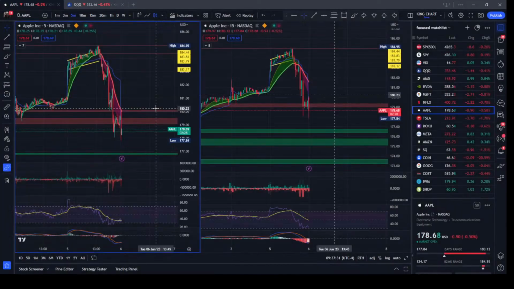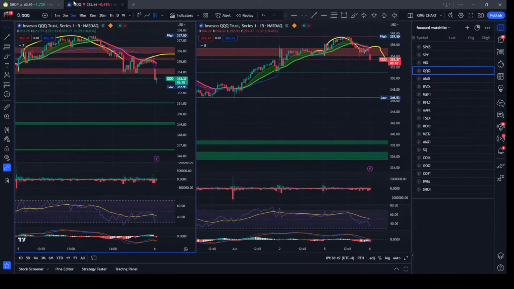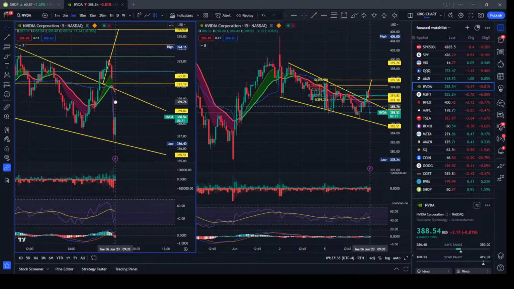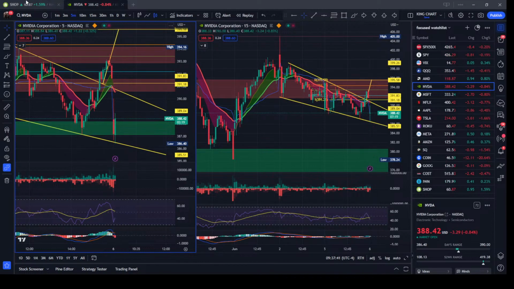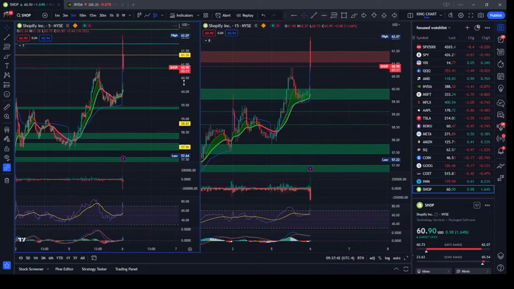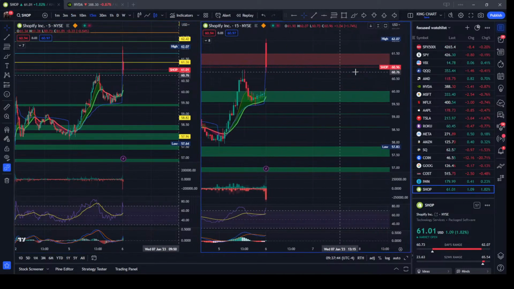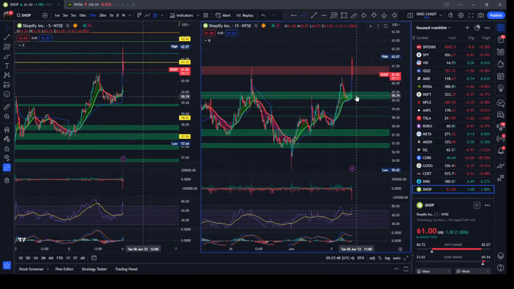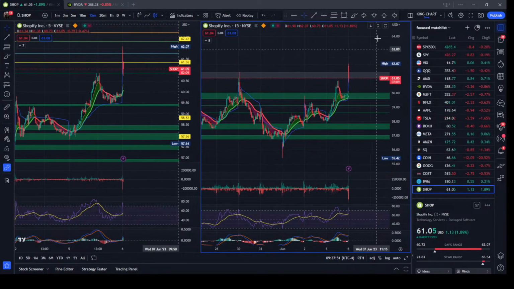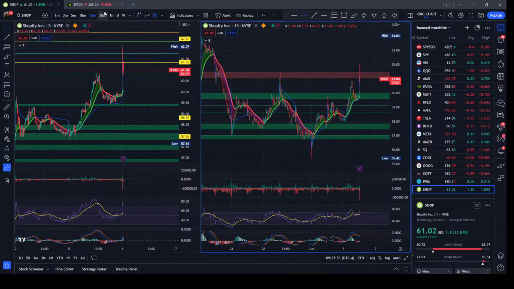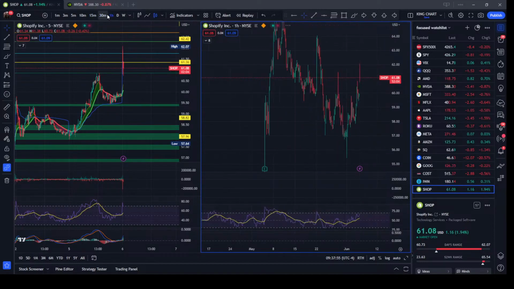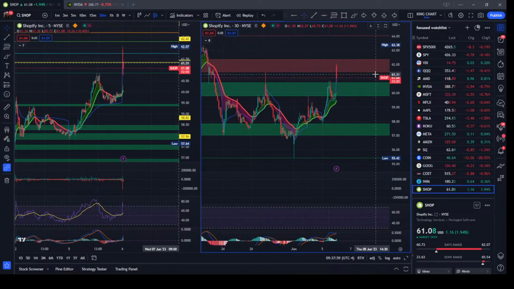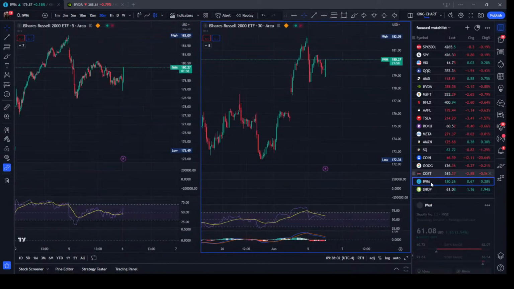All right, someone just told me about Shop. Let me go check out Shop real quick. Oh, Nvidia, nice bounce there. Beautiful. Let's see Shop. So Shop had a huge gap up this morning. Got a lot of movement after hours yesterday on this one. Let's see. Oh, but there's no clear pattern for me to play off of here.